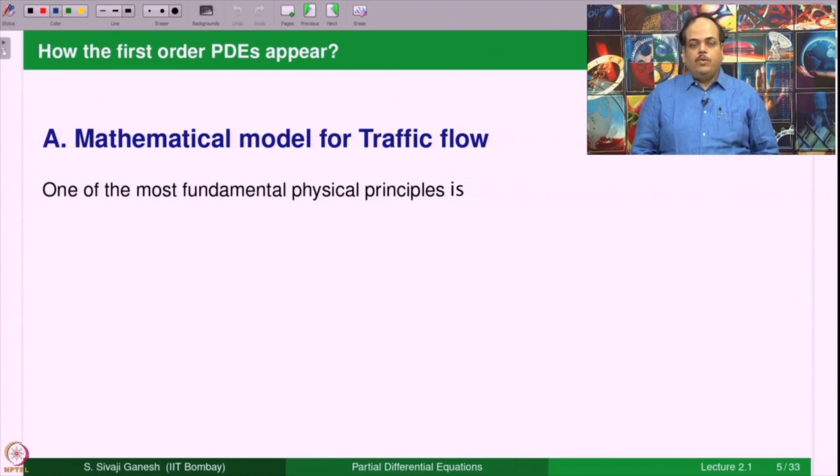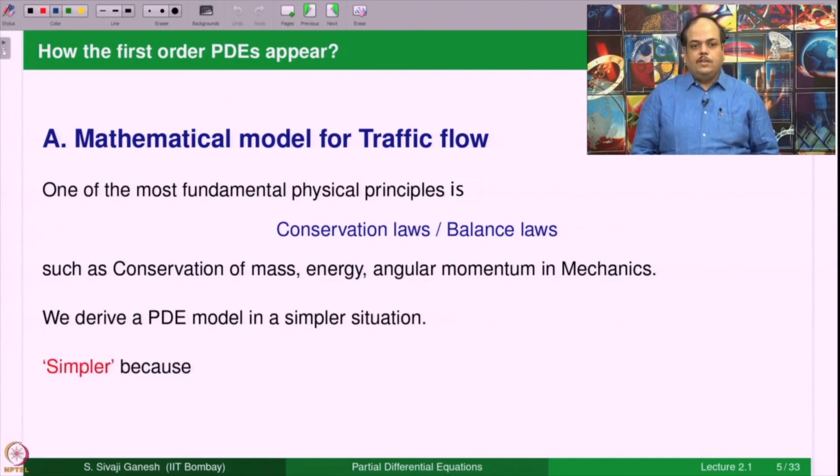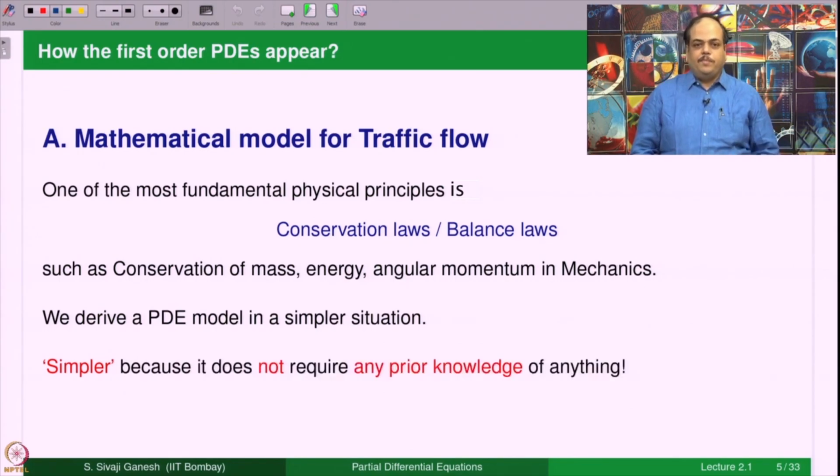So in this model we are going to have two main ingredients, we will briefly introduce them. One of the most fundamental physical principles is what are called conservation laws or balance laws, and one encounters them already in a course of mechanics, where we would have seen conservation of mass, energy and angular momentum. So we are going to derive a PDE model in a simpler situation. We call it simpler because no a priori knowledge of anything is needed, including physics. As I told you, we are not going to do really a physical model, it is going to be a model of the traffic flow which can be easily understood.